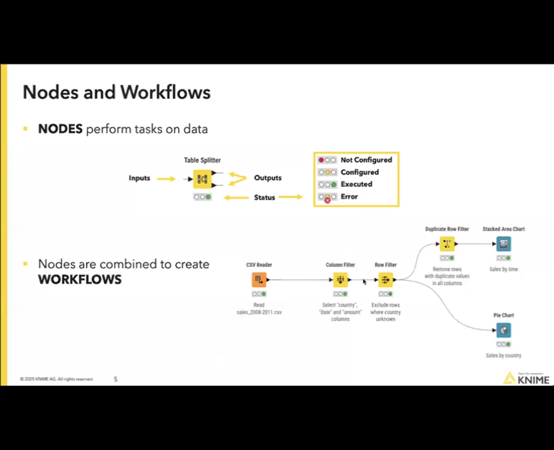So instead of having the big sales table we read in the beginning, we now only have a table with three columns. And we keep doing this. Now we want to exclude some rows from this table for which the value for country is not known. So we can filter those rows. We configure the row filter for that. And once we execute it, we're going to have a table with fewer rows and also fewer columns. And then we keep going.